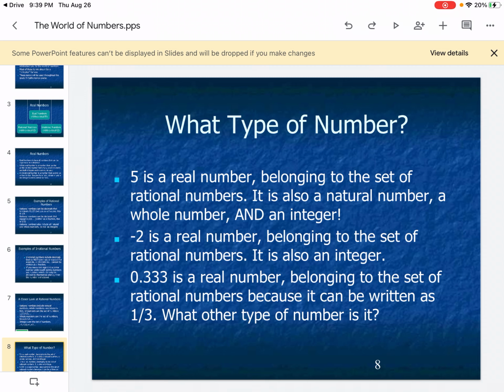-2 would be everything we just said, except it's not natural and it's not whole, because it's negative. It's real and it's rational. So -2 is real because it's anything we thought of. You can picture it, you can write it as a decimal, -2 or -2.0, same thing. It's rational because it's a fraction. It's -2/1. It's an integer because it's -2.